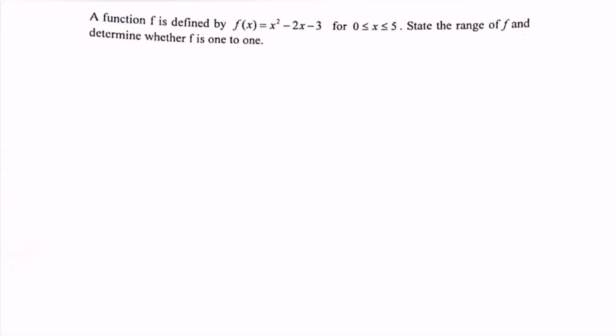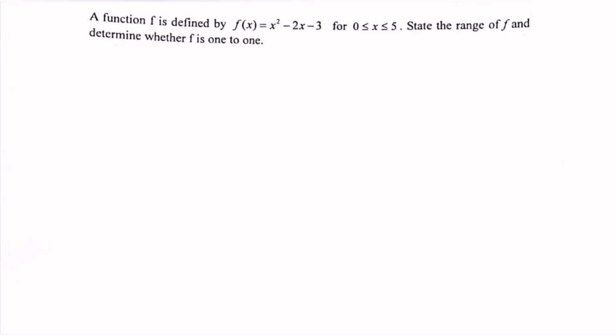In this video, I'm going to discuss the example for function and graph. So kindly go through the questions. We have a function f defined as f(x) = x squared minus 2x minus 3 for the domain 0 until 5. State the range for the function f and then determine whether the function is 1 to 1 or not.